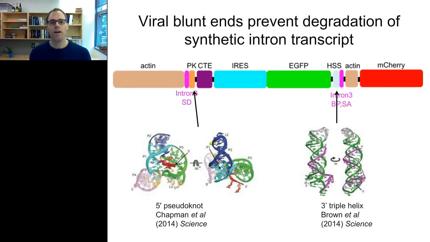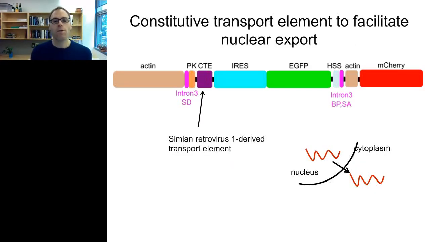Now, introns are not particularly stable, because they get spliced and then debranched and rapidly degraded. So to stabilize our synthetic intron, we stole a couple of viral RNA sequences that generate these big knotted and helical structures that prevent degradation by exonucleases. So this was our way to stabilize the synthetic intron. So now that it's stable, we've got to get it out of the nucleus so it can encounter a ribosome and be translated. To do that, we stole another viral sequence, a constitutive transport element that gets RNA sequences out of the nucleus.